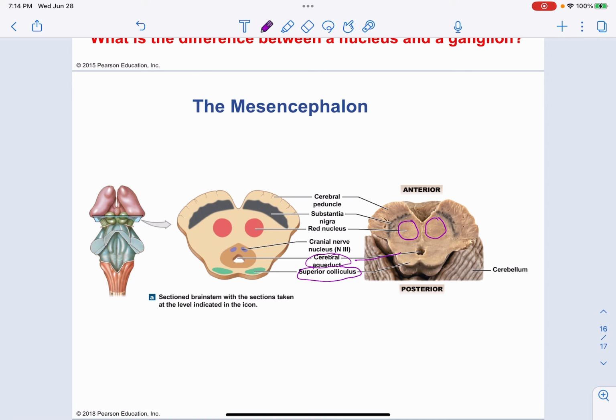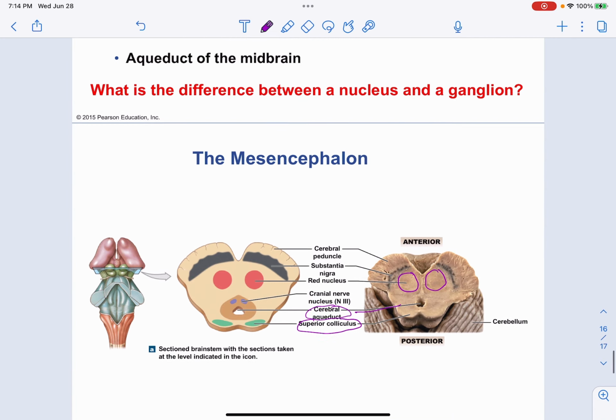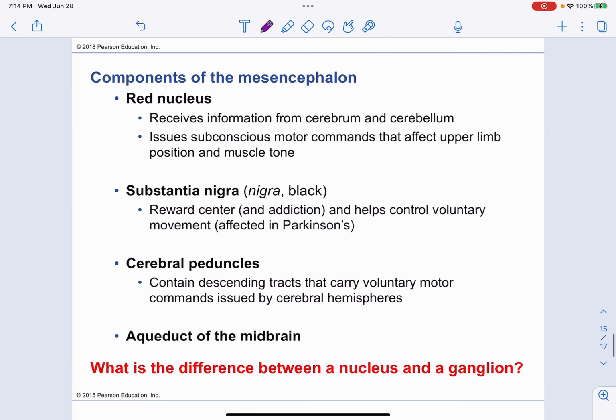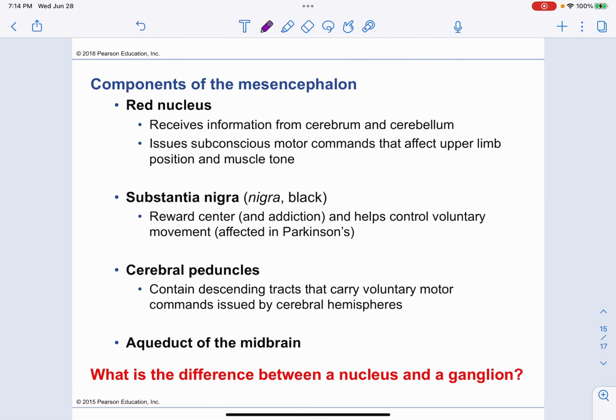And then the other area we're going to talk about is the substantia nigra. So let's go back and talk about the substantia nigra. This has a couple really important functions, and part of it functions as a reward center. So you do something that feels good and you get a sensation that you feel good about it, right?